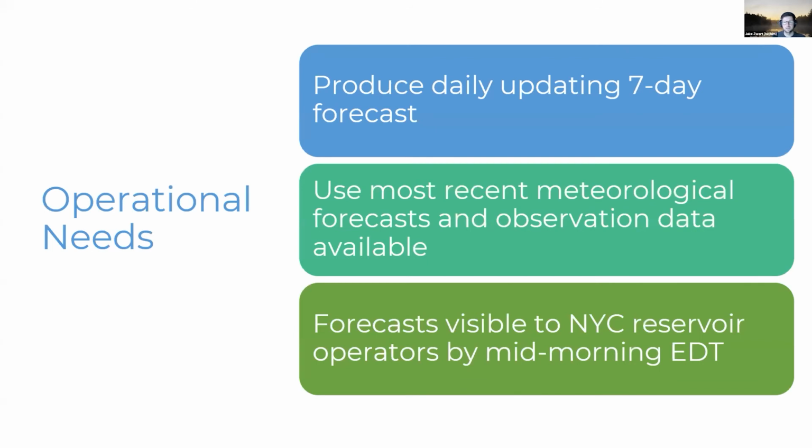Okay, I'm also going to briefly touch on how we turn this into an operational forecast. So we now have a model that can make predictions with associated uncertainty using the most recent data available. But for our operational needs, we need to produce a daily updating 7-day forecast using the most recent meteorological and observation data. And we also have this deadline to deliver these forecasts to the New York City reservoir operators by mid-morning every day. So they need to make a decision every day about releasing water tomorrow or a few days in the future, and we need this to be delivered to them in a timely fashion.